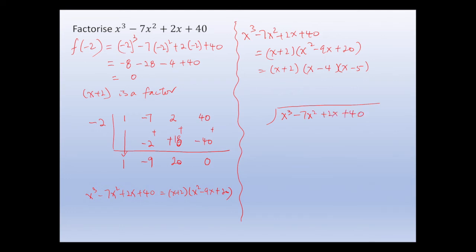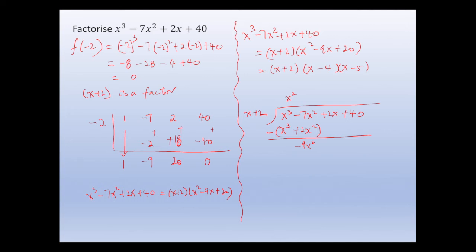Now, if you really want to, I will show you the long division again. So let's try the long division again. x cubed minus 7x squared plus 2x plus 40. If you know how to do long division, you can skip it. Go to the next slide. But I'm going to show you again for some of you who might want to do long division by x plus 2. So what I want is x squared. x squared times x is x cubed. x squared times 2 is 2x squared.